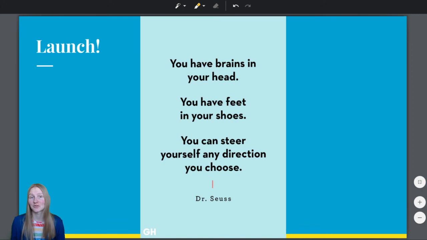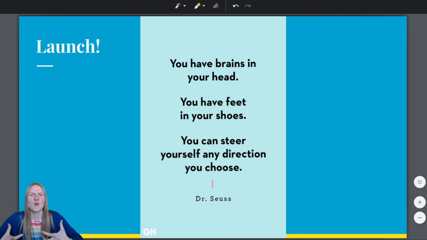Today's launch comes from Dr. Seuss, and he says, "You have brains in your head, you have feet in your shoes, you can steer yourself in any direction you choose." Now, when I first read this, I actually thought it sounded a little condescending. Like, you have brains in your head, you have feet, you can take care of yourself. I was like, oh, excuse me, Dr. Seuss, okay. And then I took a step back and I said, well, wait. This doesn't have to be condescending.